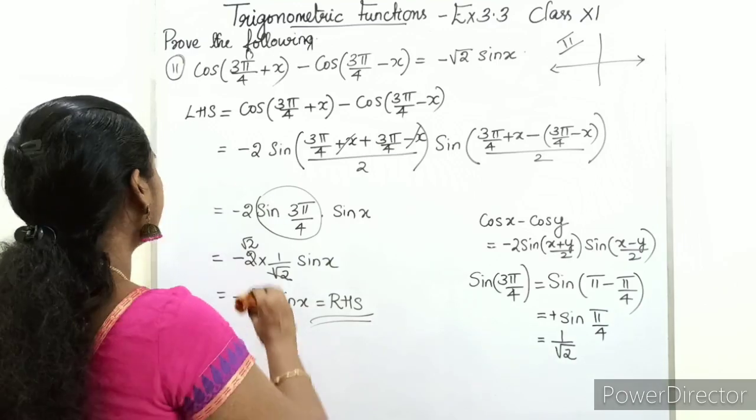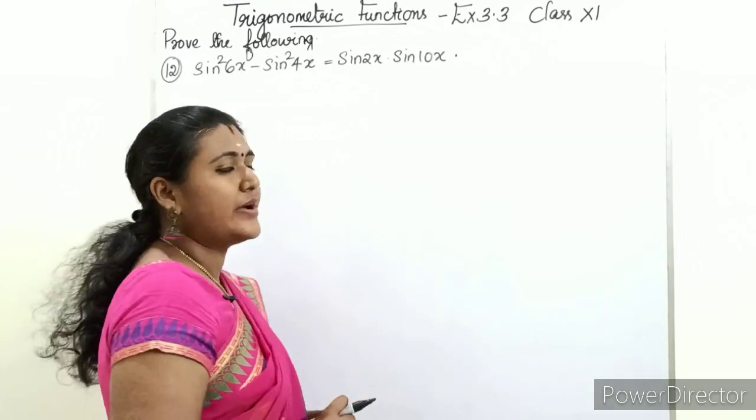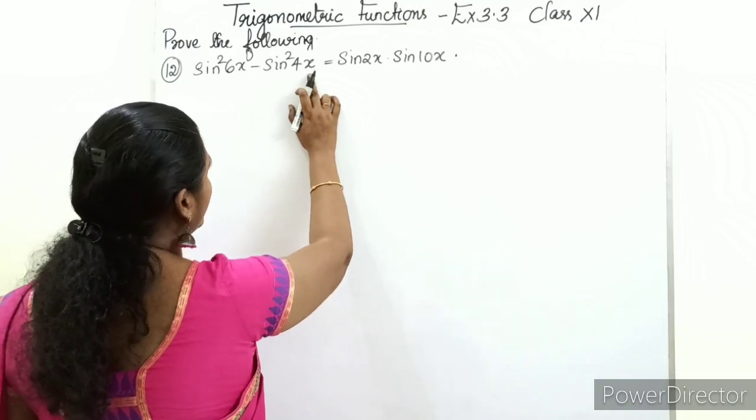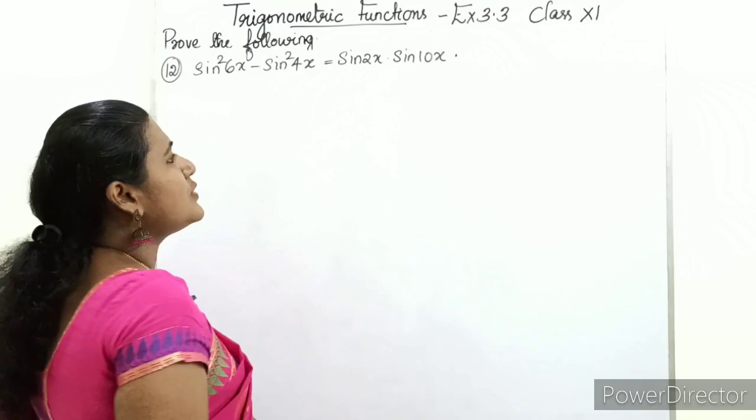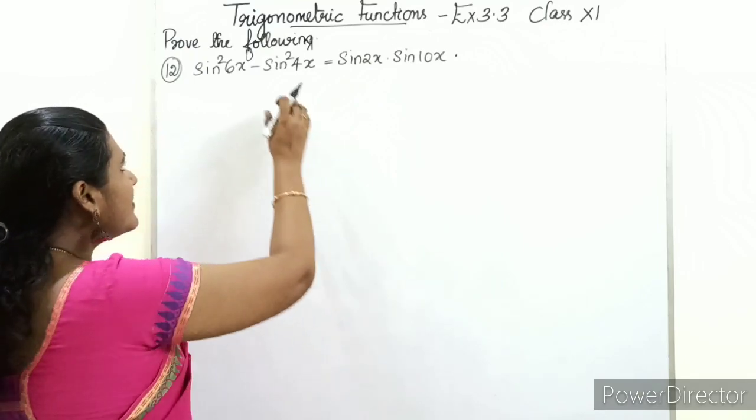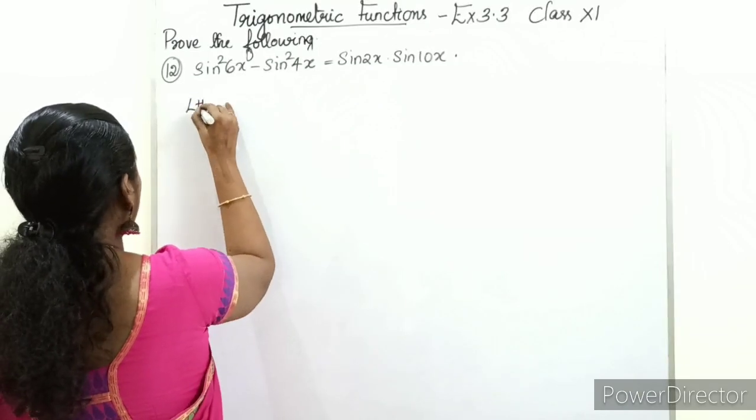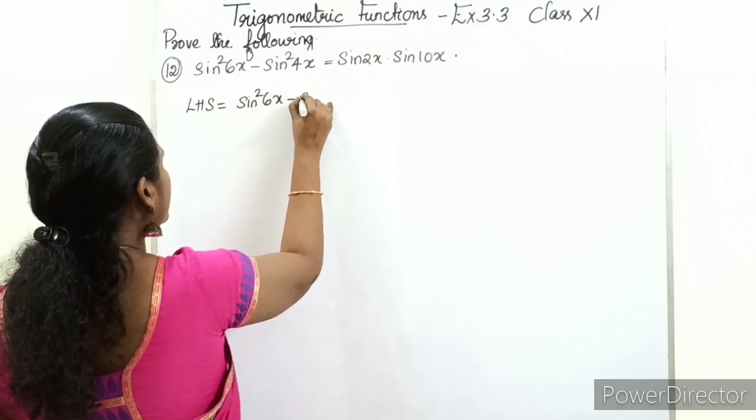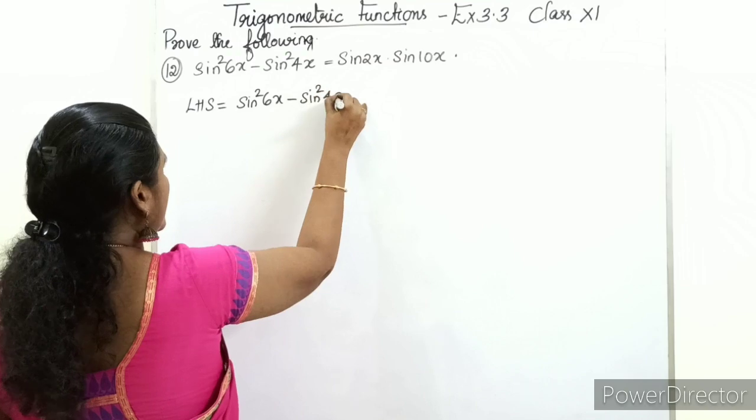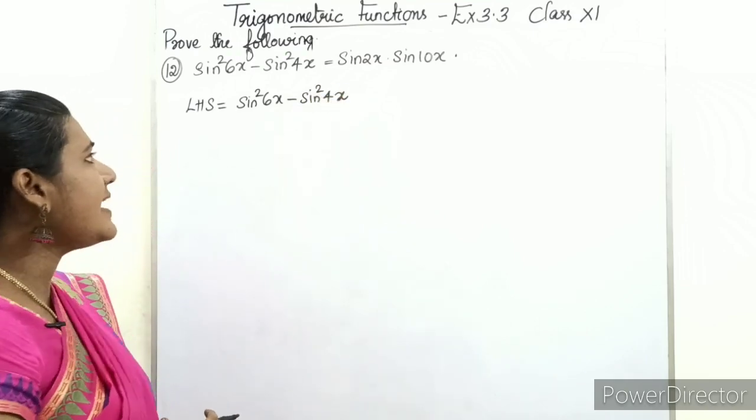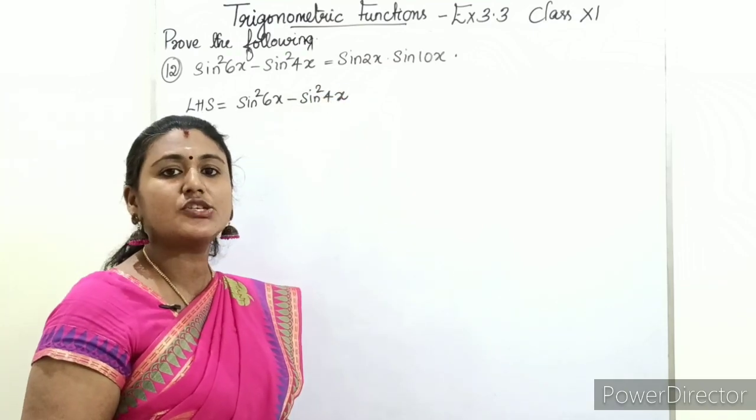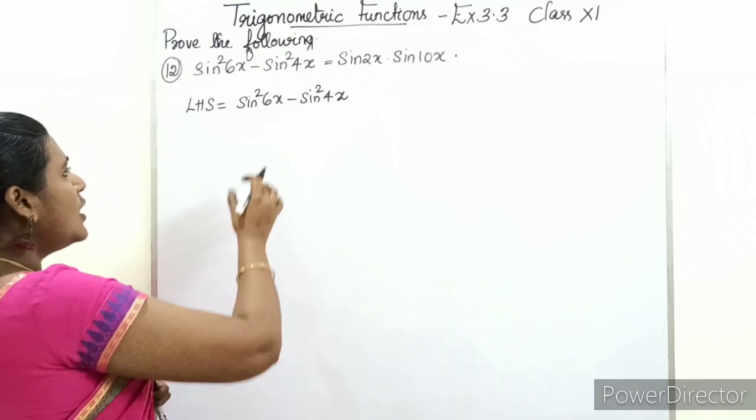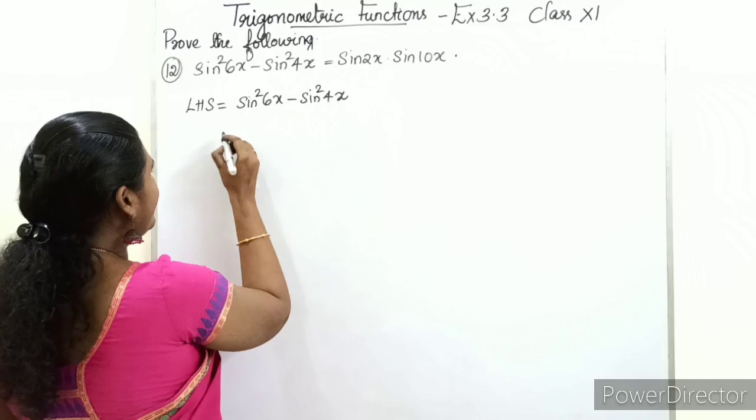Now the next question, question number 12: sin² 6x − sin² 4x = sin 2x into sin 10x. So we will simplify the left side. LHS is equal to sin² 6x − sin² 4x. See here, the expression on the left side is of the form a² − b². So using the identity we will factorize this.